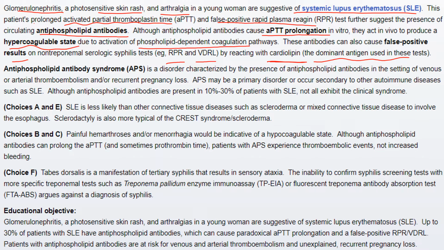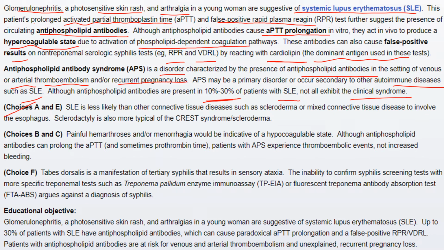Antiphospholipid antibody syndrome is a disorder characterized by the presence of antiphospholipid antibodies in the setting of venous or arterial thromboembolism and/or recurrent pregnancy loss. APS may be a primary disorder or occur secondary to other autoimmune diseases such as SLE. Although antiphospholipid antibodies are present in 10 to 30% of patients with SLE, not all exhibit the clinical syndrome. Other choices were incorrect, as in choices A and E.